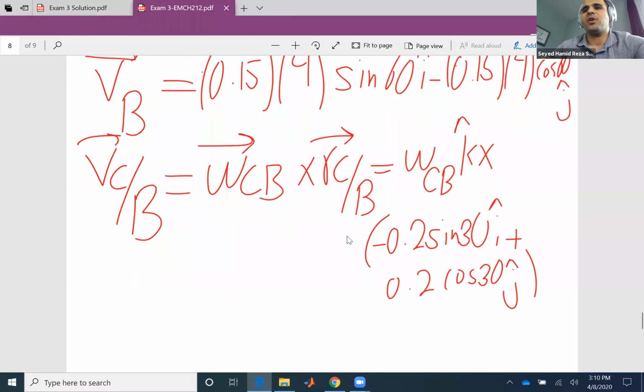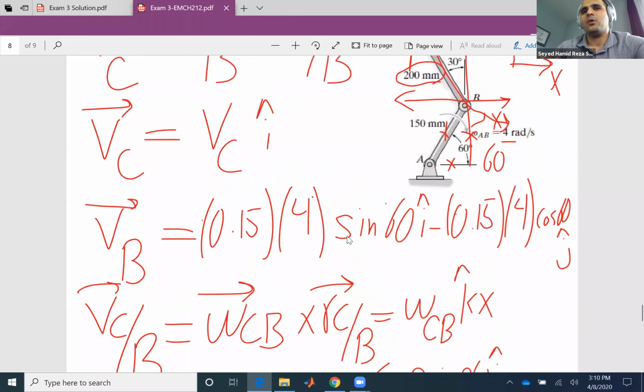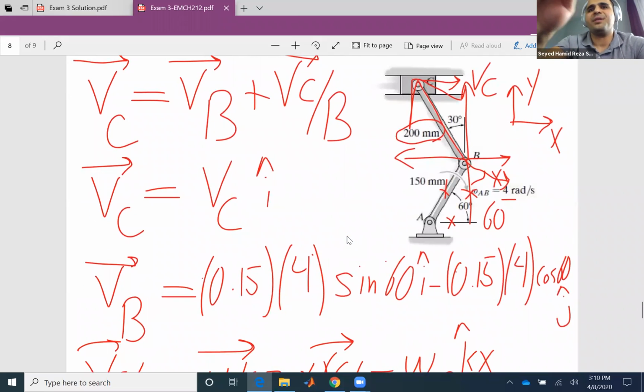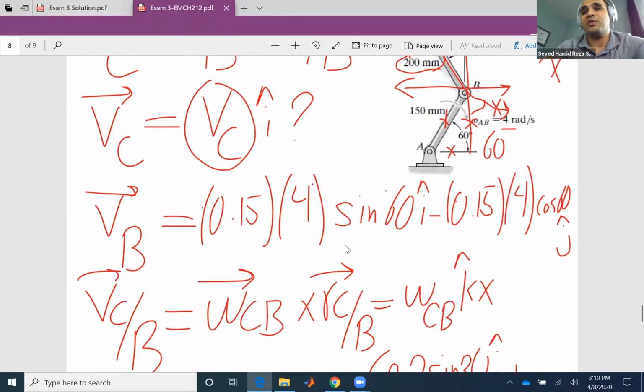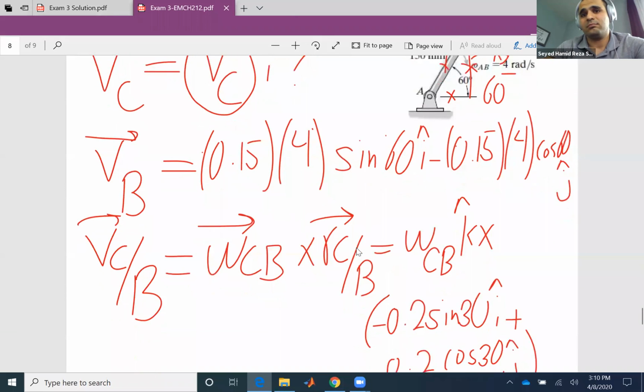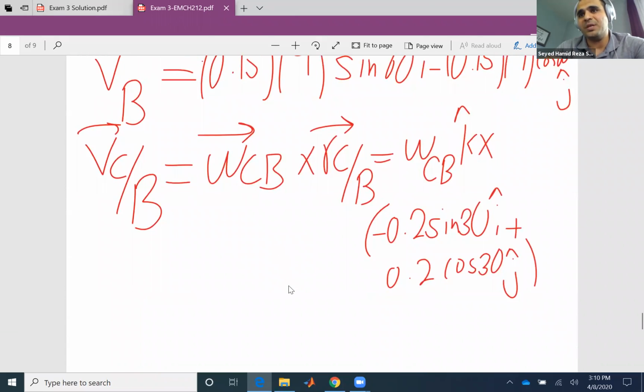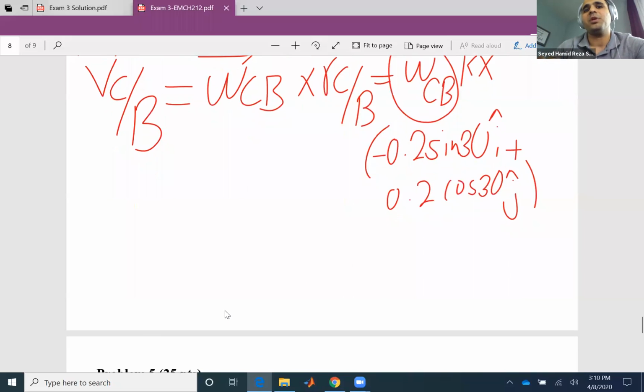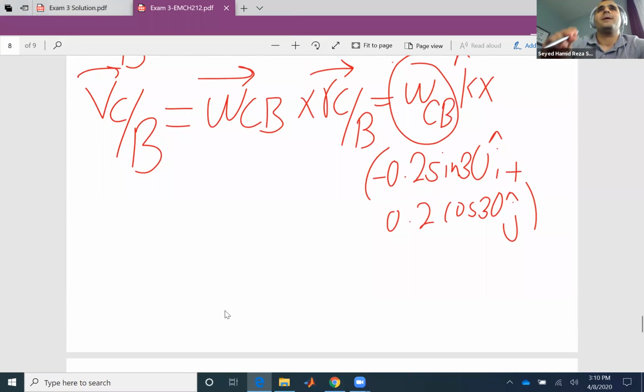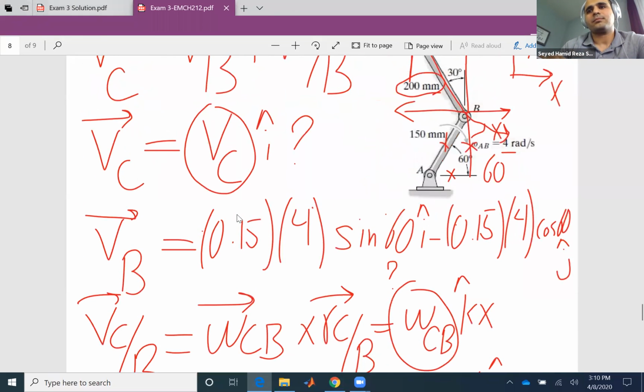So if I look at my equations, I can see for VC, I don't know the magnitude of C, so that's one unknown that I have. VB, I know everything about it. VC with respect to B, I don't know omega. So I have two unknowns. It's a vector formulation, so I can solve for the two unknowns. For I, VC, I don't know the magnitude of VC. Then the other I component that I have is for VB.